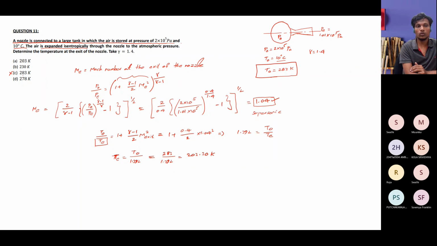So reaching between these two temperatures is also not logical. Because 283 and 278 are very close, it is also not logical to reach the supersonic flow with such a small temperature difference. So definitely it should be a somewhat lower temperature. Either it should be 230 or 203.